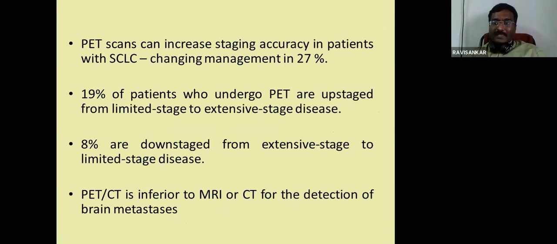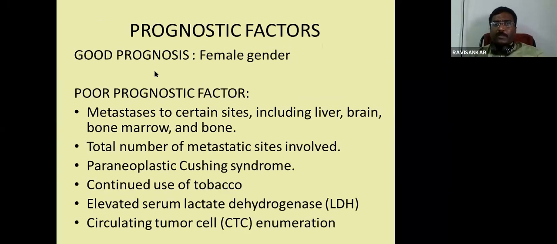PET scan is very useful. It upstages, I mean, changes management in at least 20 to 27% of the patients. For brain, MRI brain is the most common imaging modality. Remember that age less than 70 years and female gender are considered good prognostic factors. The poor prognostic factors are paraneoplastic Cushing syndrome, which I already discussed, and elevated serum lactate dehydrogenase, which is elevated when there is rapid cell turnover.